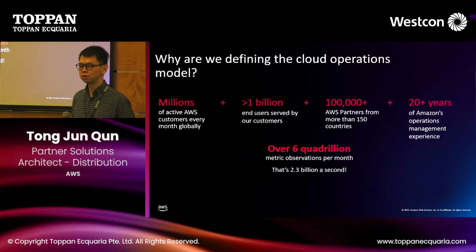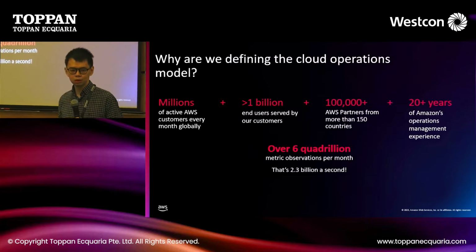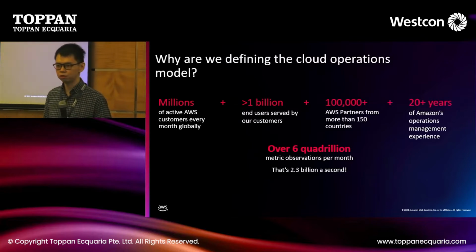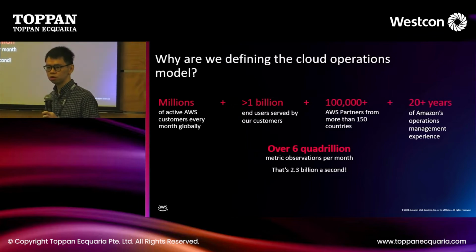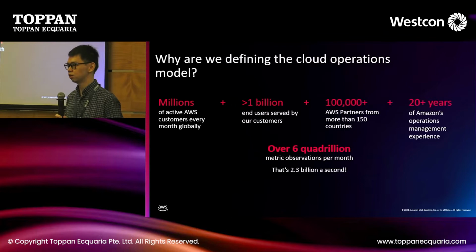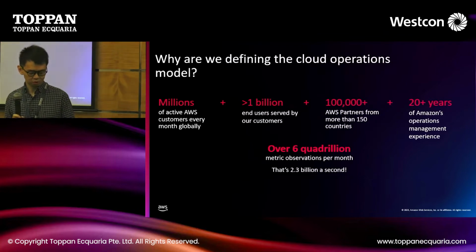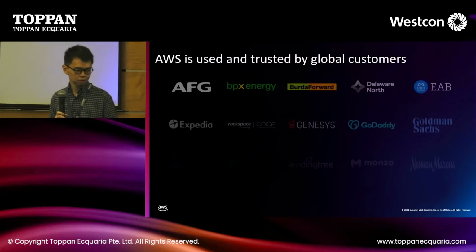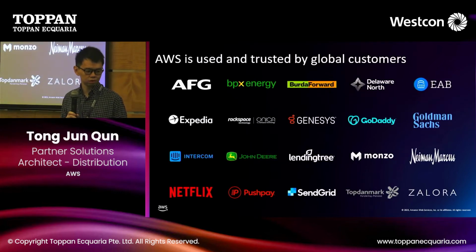AWS is fortunate to be a leader in the cloud space, and that's why we are able to define the cloud operations model. Millions and millions of customers out there, lots of traffic. We are supported by hundreds of thousands of partners in our APN network. We see about 2.3 quadrillion metrics in any given month. That is quite a significant number, quite mind-boggling in my opinion. So because of that, we have the ability to actually define the cloud operations model. Customers we have range from banks like Goldman Sachs to well-known streaming companies like Netflix.